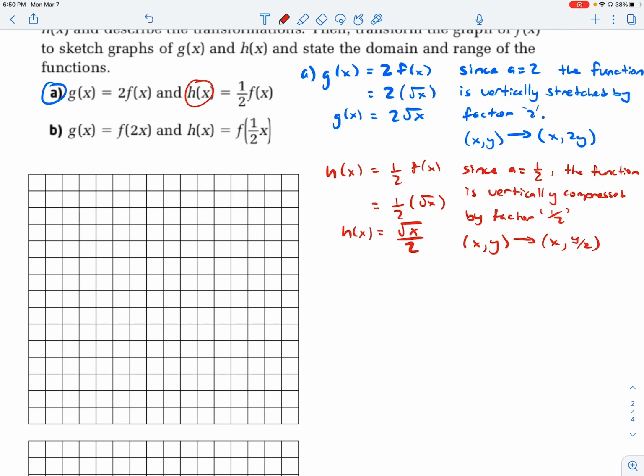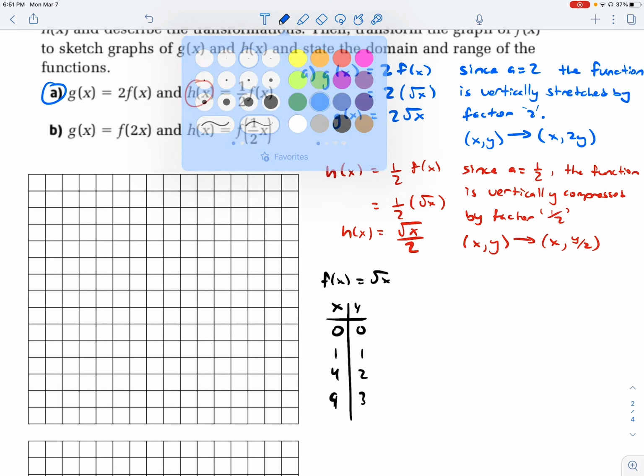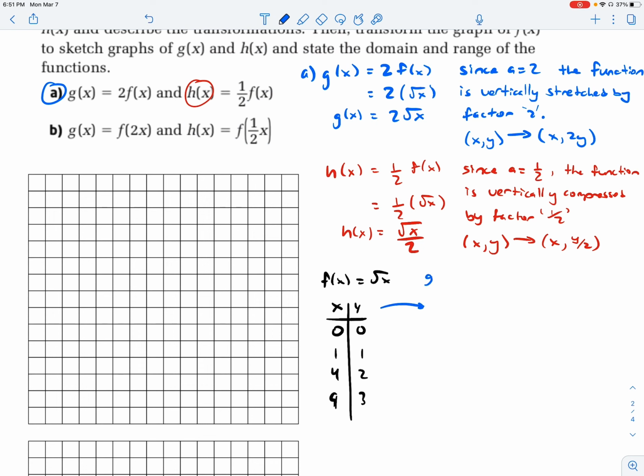All right, let's get our base function set up. So we're gonna get our famous table of values for root x. So you've probably done this so many times now that you're starting to remember these key points. So those key points are now gonna map over to get us new ones. So we'll do g of x first. So this is gonna map over to x comma 2y, because that's a vertical stretch by a factor of 2. So our x values will be untouched, but the y values get multiplied by 2.